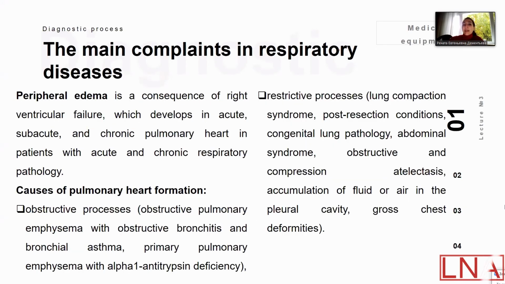Next complaint of the patient is the development of peripheral edema. It is a consequence of right ventricular failure and a sign of its progressive development, which develops in acute, subacute, and chronic pulmonary heart in patients with acute and chronic respiratory pathology, because pulmonary heart is a result of pulmonary pathology. So, the main causes of pulmonary heart formation.